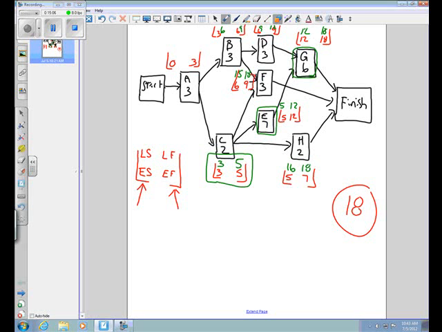Now, we've got one activity left here. I bet you can figure this out. But the earliest I can, let's see, finish activity A is what? Pause the video, see if you know the answer.